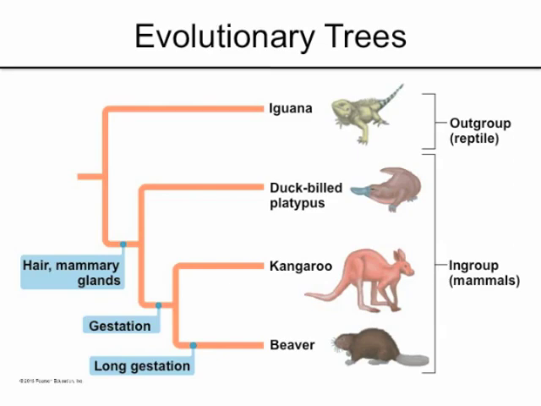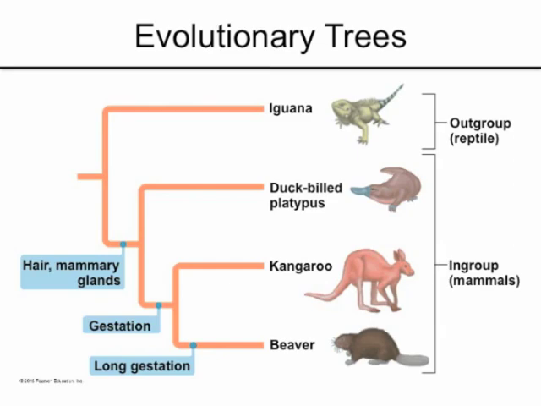And one thing that groups all of these mammals together is the presence of hair and mammary glands. However, kangaroos and beavers share some characteristics with each other that the duck-billed platypus do not, and one of those is gestation. So duck-billed platypus actually will lay eggs, so they are a mammal that will lay eggs, whereas kangaroos and beavers both have live birth. Beavers differ from kangaroos in that beavers have a very long gestation period. So kangaroos will give live birth, but they give live birth to offspring that are very undeveloped. They're very young, and they are born in a very short time span, which is why kangaroos have those pouches.